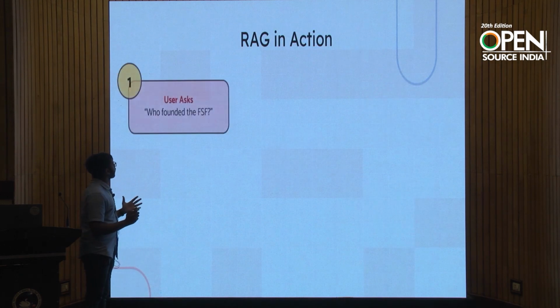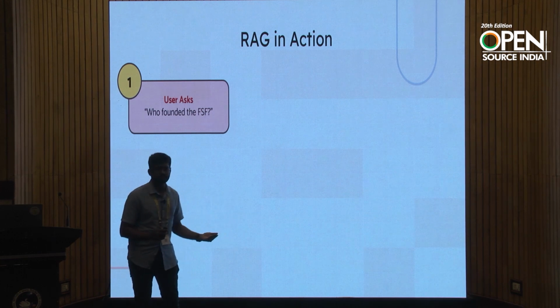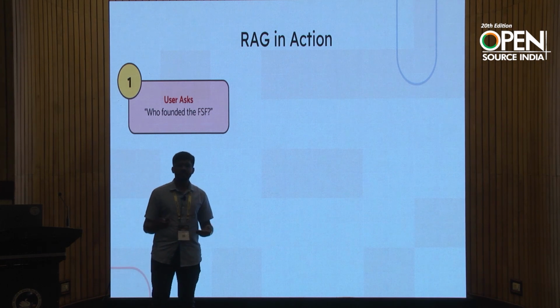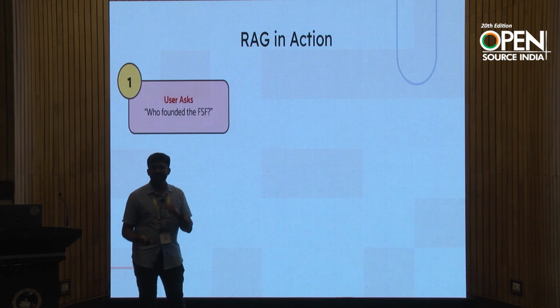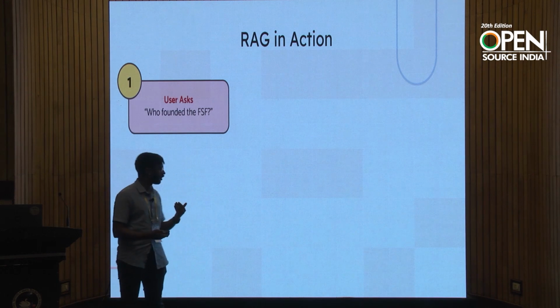RAG in action. Let's say the user asked the question, who founded the Free Software Foundation? It's a very normal question. You ask ChatGPT, you'll immediately get the right answer. But I want references. I want to know where it came from so that I can validate it. So this is a simple example, but this generalizes to a lot of use cases.